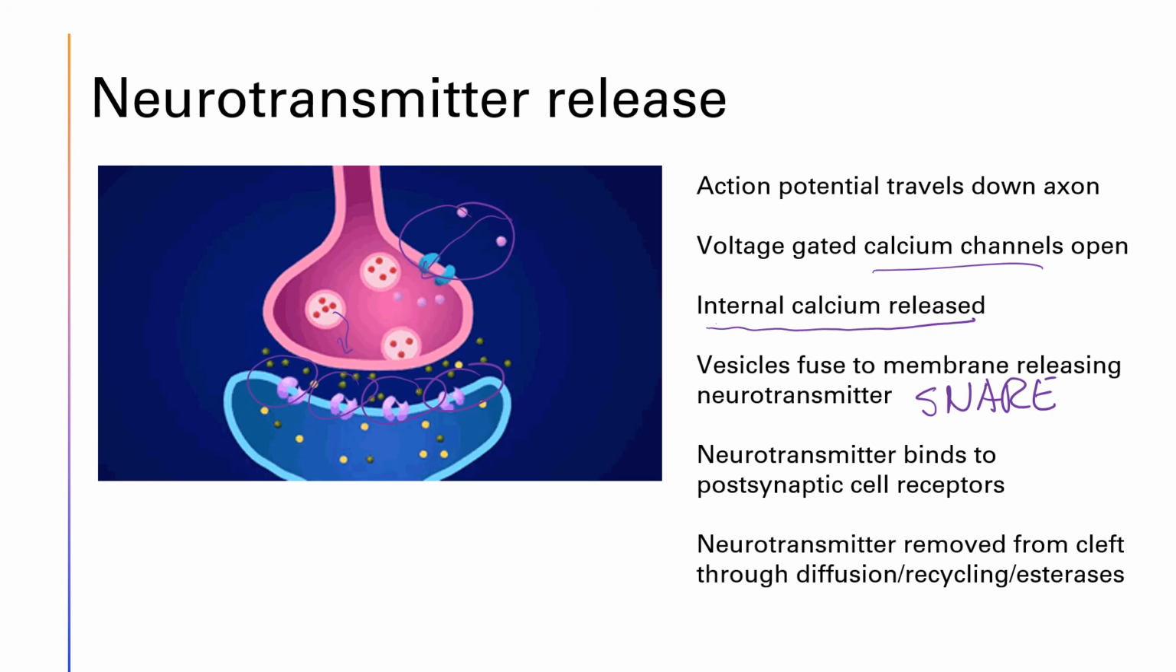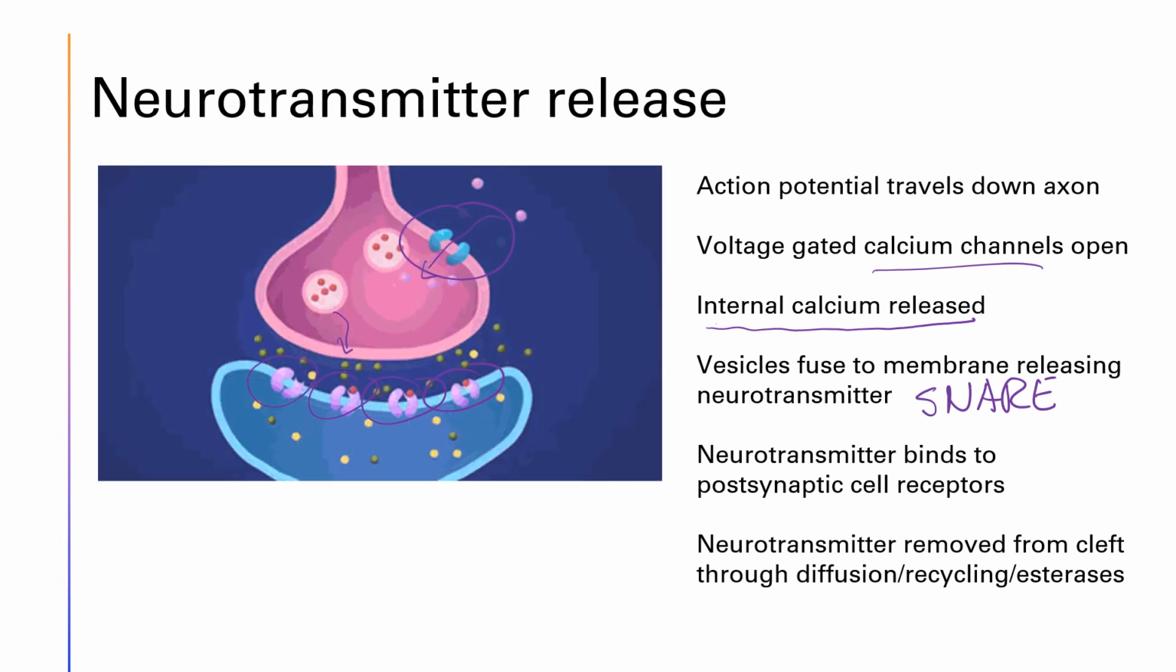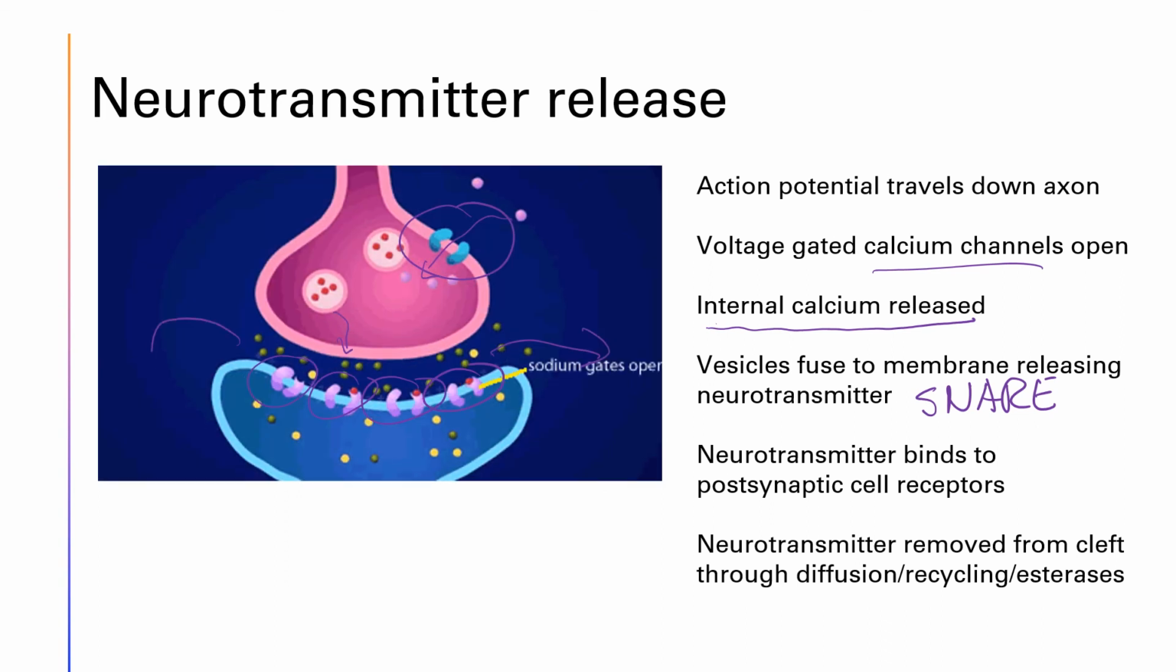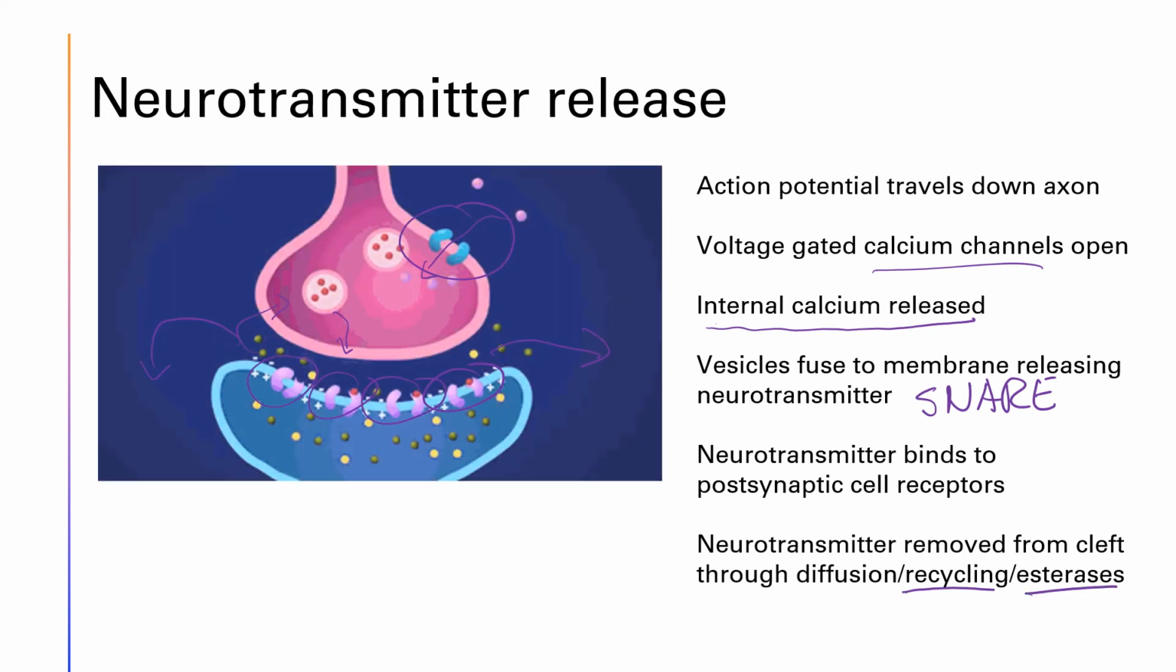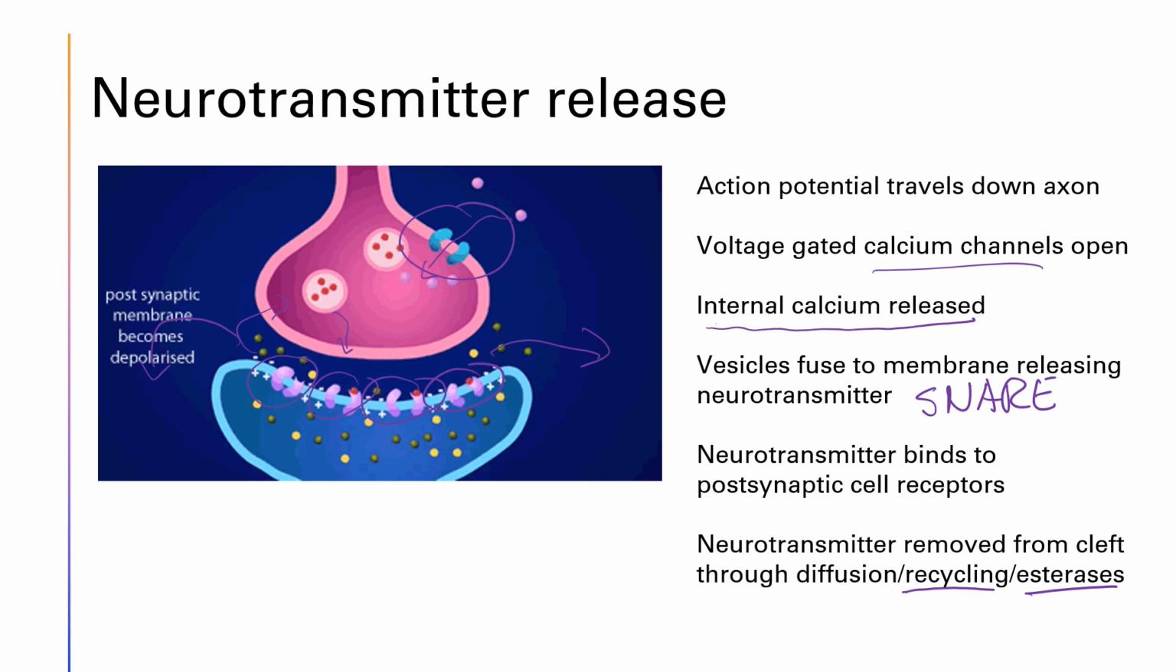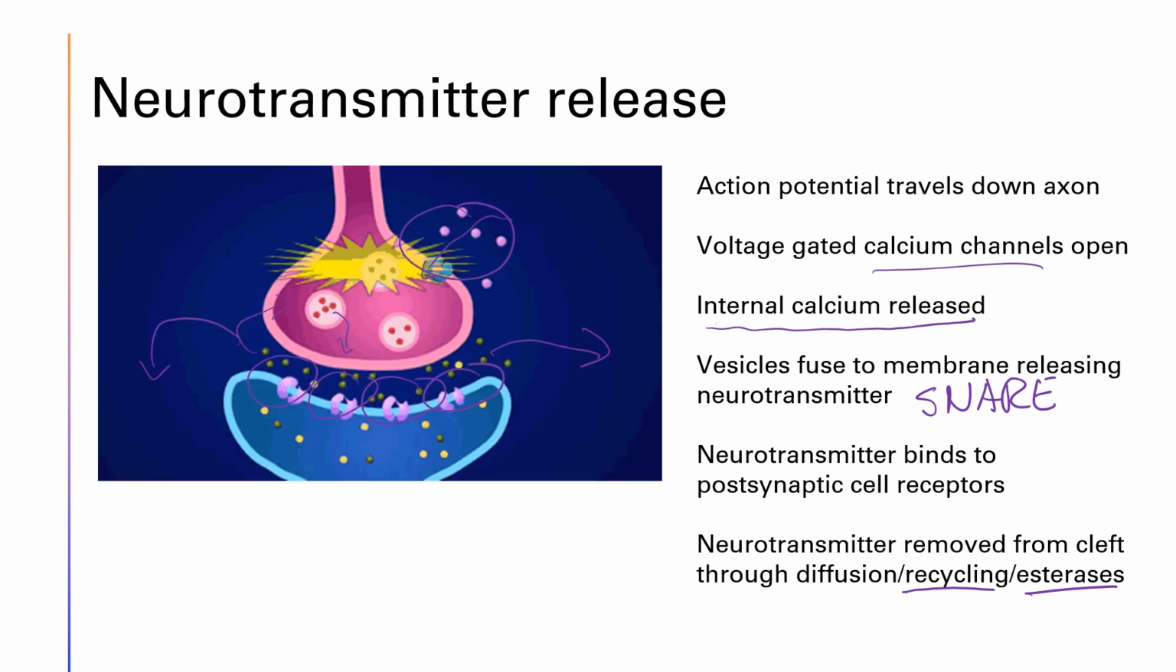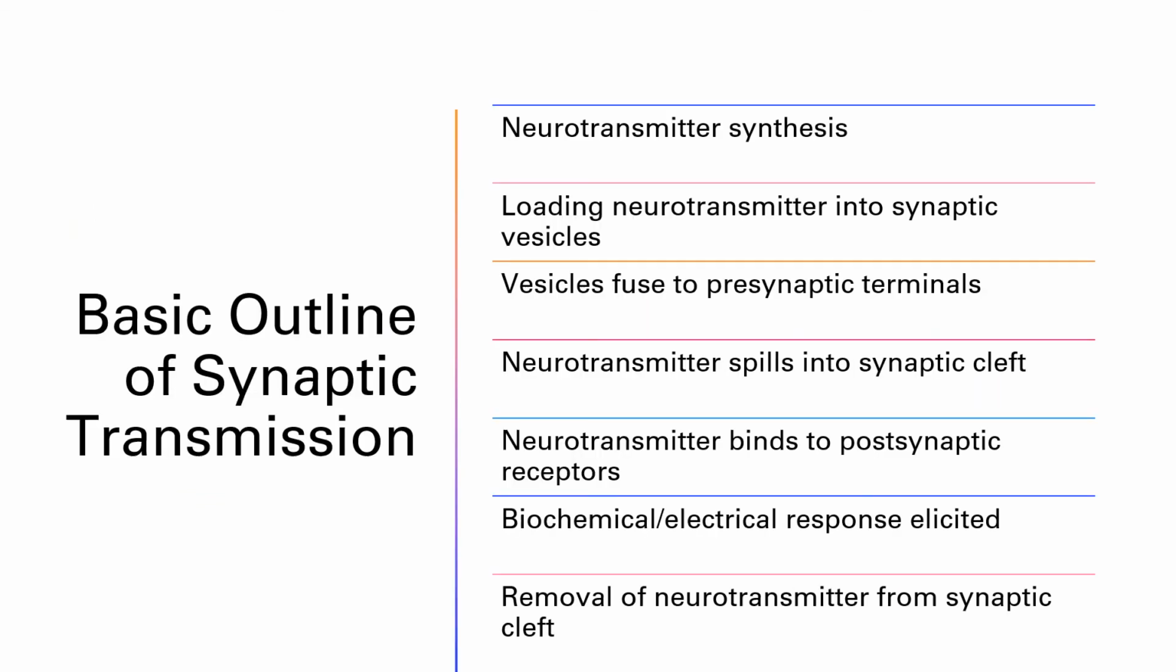And then the neurotransmitter is there, and then eventually it's going to be removed from that cleft. So it's going to vacate the cleft either through diffusion or recycling, maybe get taken back up into the previous cell, or it's going to get degraded via esterases. So lots of different things can happen once that neurotransmitter gets released. But that's kind of the basics for neurotransmitters.